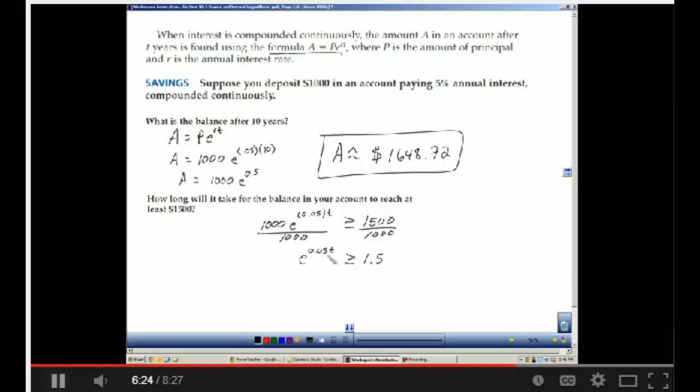And now I can get rid of the e by doing what we've learned here, by taking the natural log of both sides, wiping that out. So 0.05t is greater than or equal to the natural log of 1.5. And now to isolate the t, I'm just going to divide by 0.05 on both sides. So that's a calculator problem. I can plug it in and find out that t is greater than or equal to 8.11. And we can know that it would take just over 8 years for the account to reach $1,500.